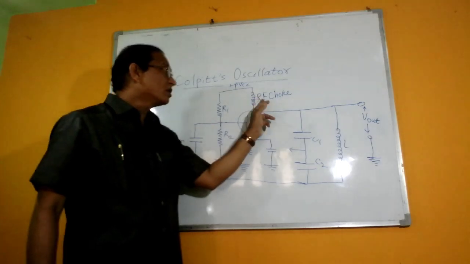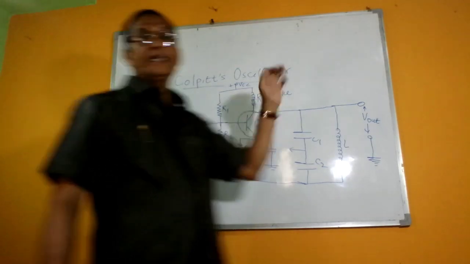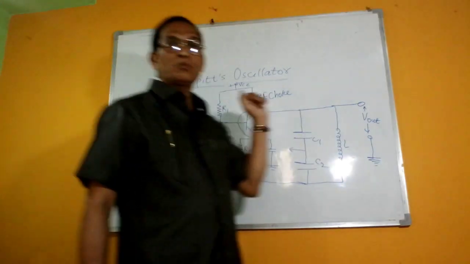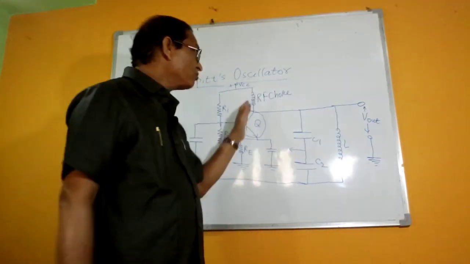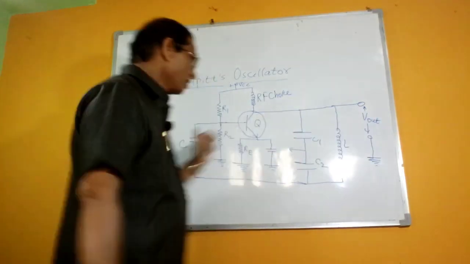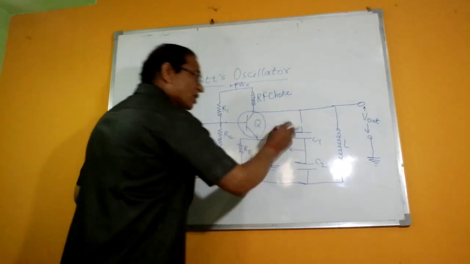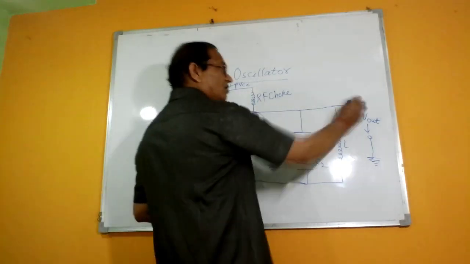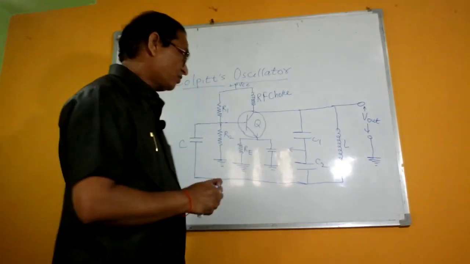Now here the RF choke circuit decouples the AC from the VCC supply, so that it will not affect the output of the device. So whatever oscillations are to be set up, if they are of the desired frequency, then you may get the output from this one.